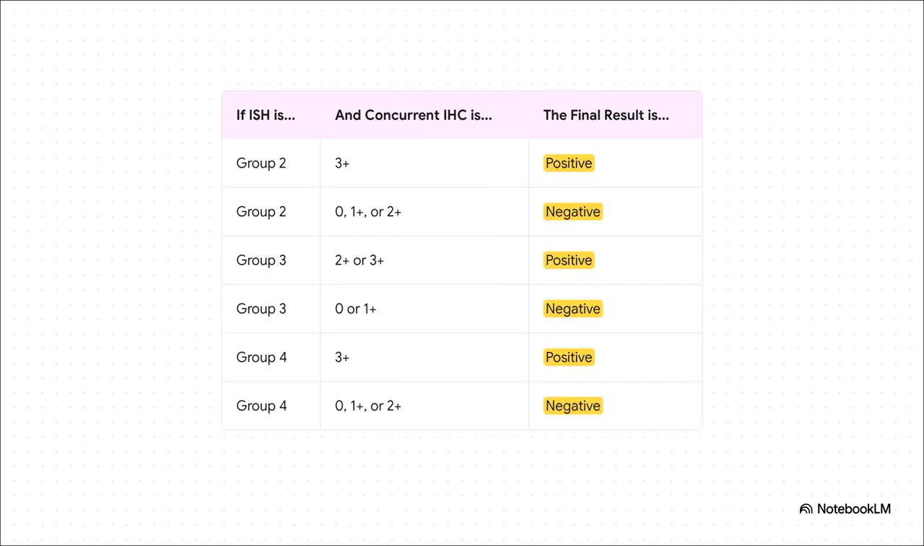Now this is the key. For those middle-of-the-road ISH groups, groups 2, 3, and 4, you can't just look at the ISH result alone. You have to bring your original IHC score back into the picture. Check out group 2. If the ISH says group 2, but your IHC was a 3+, the final answer is positive. But if that same group 2 ISH result came from a case where the IHC was 0, 1, or 2+, the final answer is negative. It's an algorithm, and following it is how you ensure you're getting the right answer.